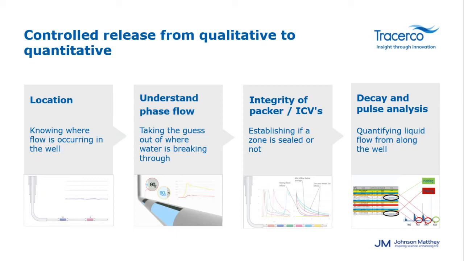We can look at the integrity and tool function, like the example of holding and passing seals. In addition, we can detect leaks or open valves. Finally, on the right, by using a transient study, the quantity of flow per zone can be resolved. This uses the pulse and decay curve analysis.